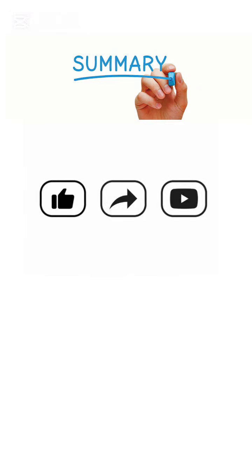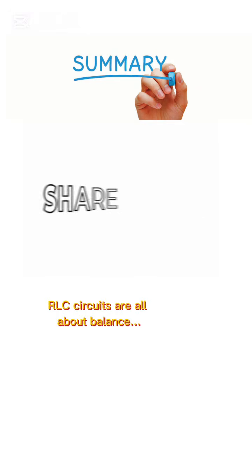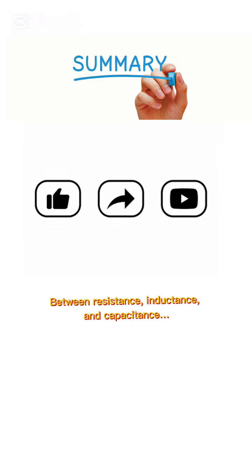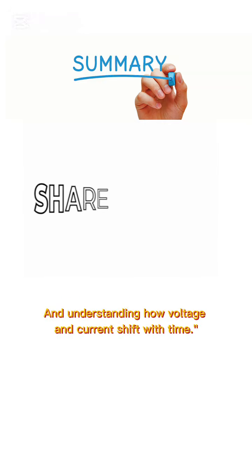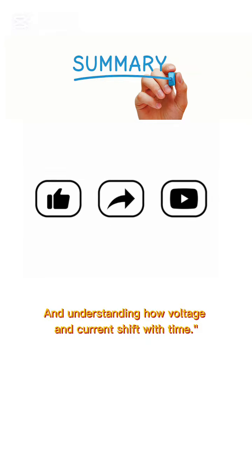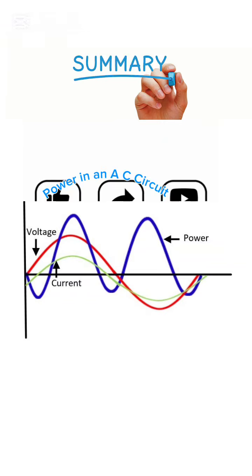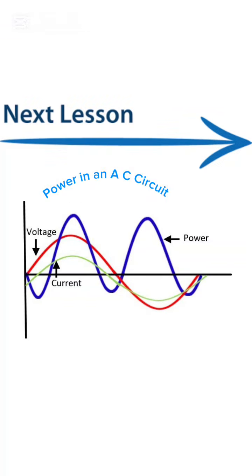So in summary, RLC circuits are all about balance between resistance, inductance, and capacitance, and understanding how voltage and current shift with time. Next lesson, power in an AC circuit.